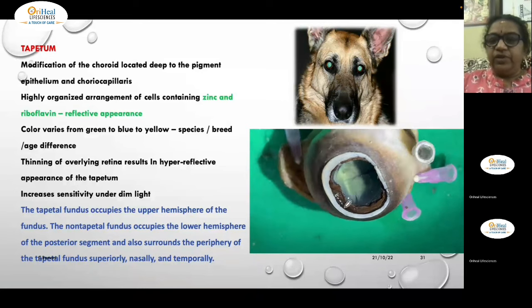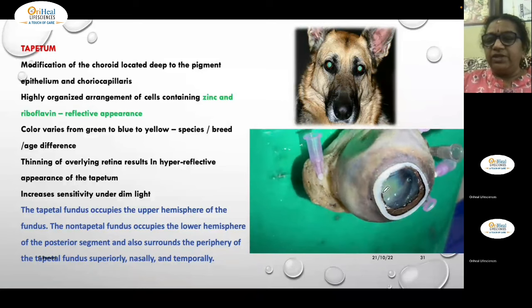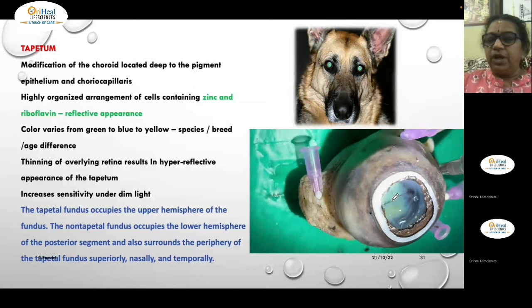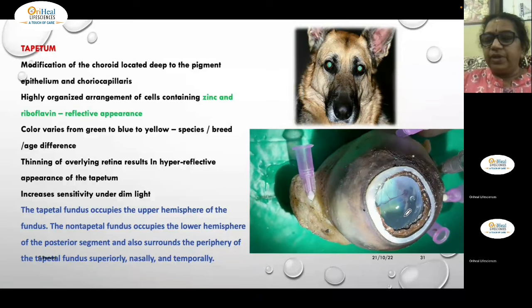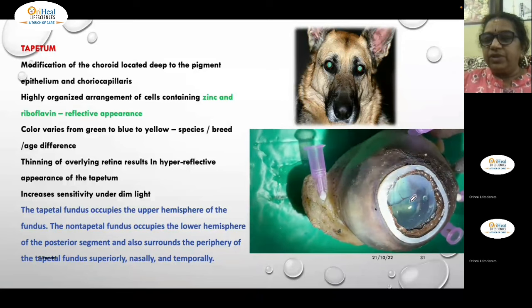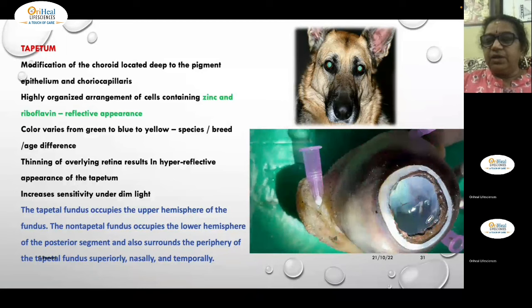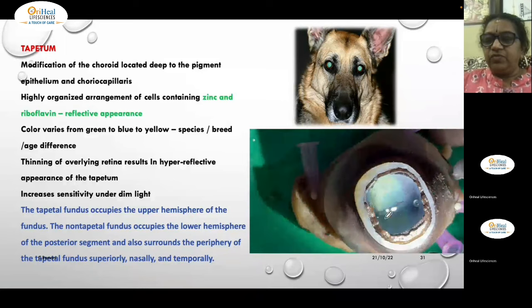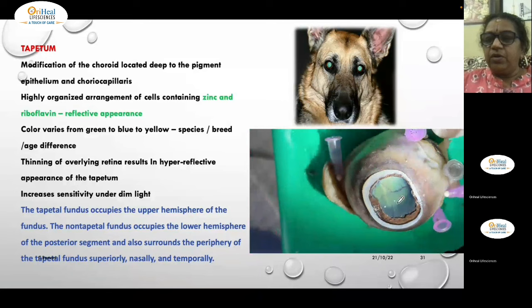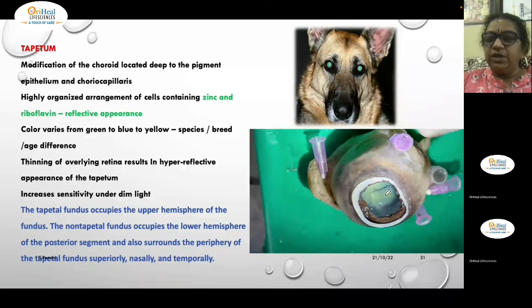Now in this video, you can see the vitreous is also removed, and you can directly see a little part of the vitreous, plus the tapetum. You can also see the vasculature behind the tapetum. These vessels are on the retina.